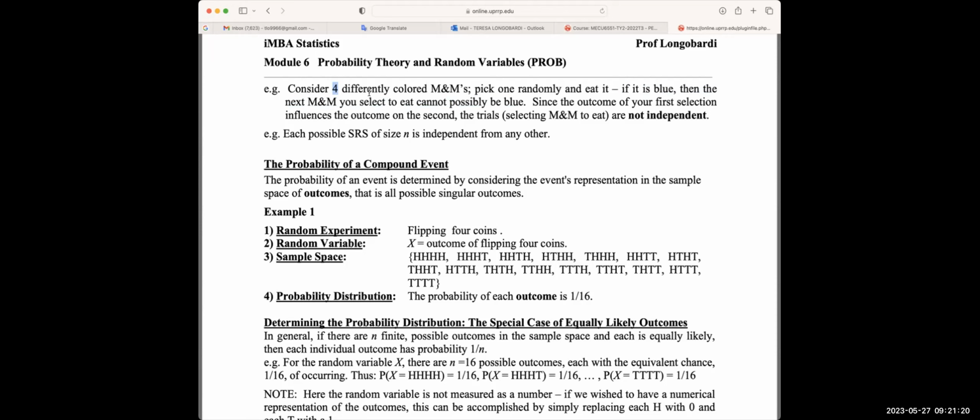A simple random sample, we talk about a simple random sample, SRS. A simple random sample of size n is independent from any other simple random sample of size n. So the sample that you chose does not affect the probability distribution of the next sample that you choose.